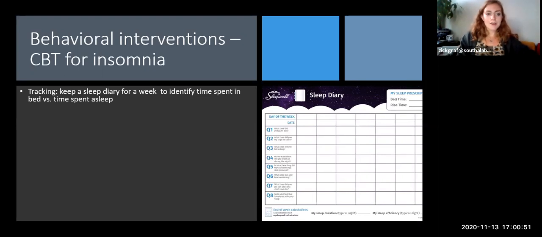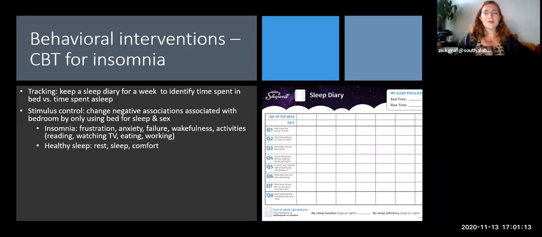It starts with tracking. So we typically have patients keep a sleep diary for like a week, like this one here, to identify the amount of time that they spend in bed, the amount of time they spend asleep, when they go to sleep at night, when they wake up during the night, when they wake up in the morning, and any bedtime rituals that they engage in to try to help themselves sleep.